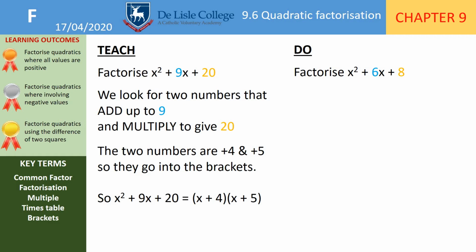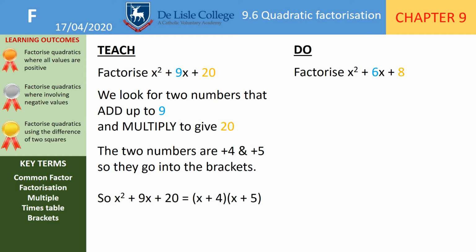Okay, so look through the left hand side, factorising x squared plus 9x plus 20. We look for two numbers that add up to give us 9. 9 is what we call the coefficient of x. It's how many x, and they've got to multiply together to give us 20 at the same time. Those two numbers are plus 4 and plus 5, so they go inside the brackets. So x squared plus 9x plus 20 is x plus 4 in one bracket times x plus 5 in the other.